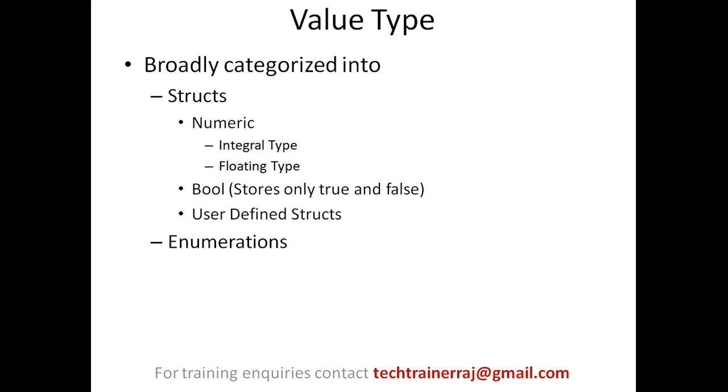Okay, let us take a look at value types. Value types are broadly classified into structs and enumerations. Under structs, we have numeric type, Boolean, and user-defined structs. And numeric type of value type is again classified into integral type and floating type.